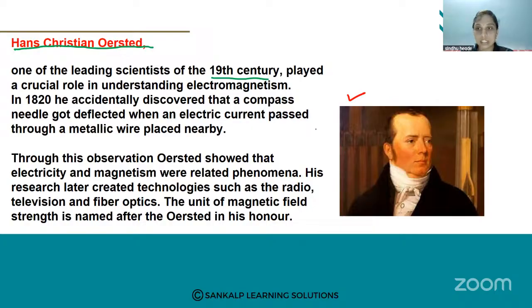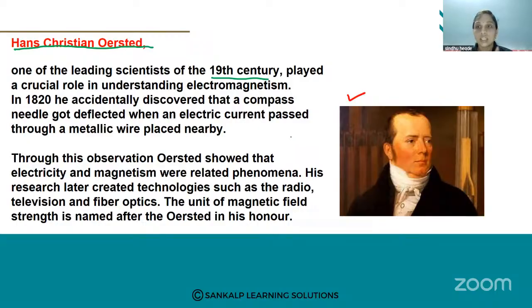He did some experiments in his lab with the help of some circuits, and due to that he discovered the magnetic effect of electric current. Okay, we'll see how he invented this. He found this magnetic effect of electric current through experiments with circuits.